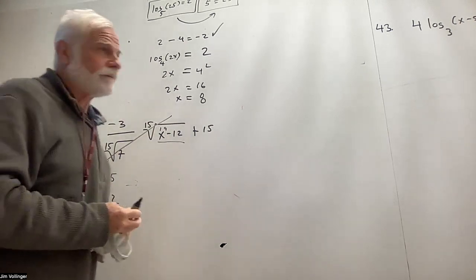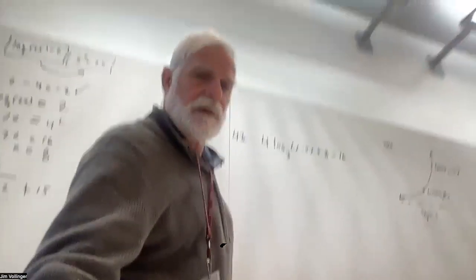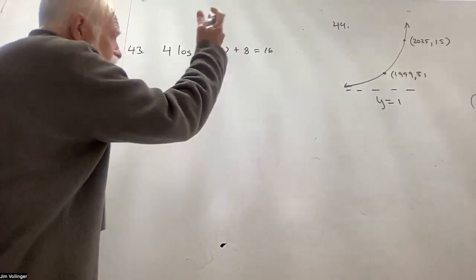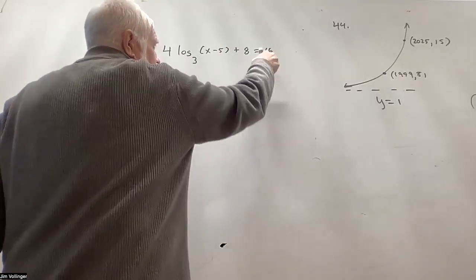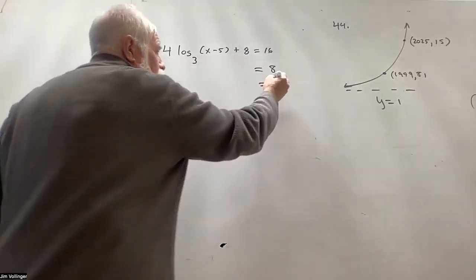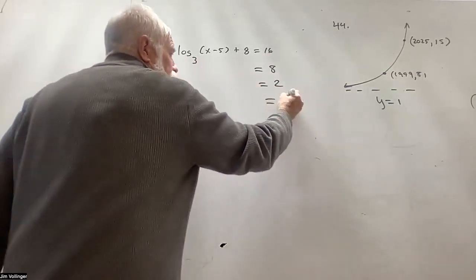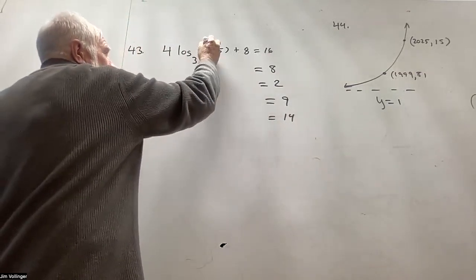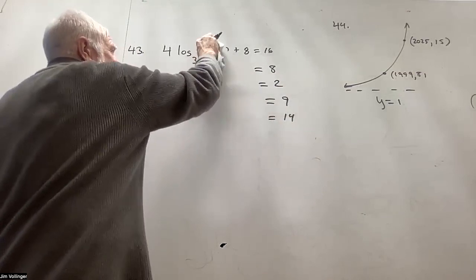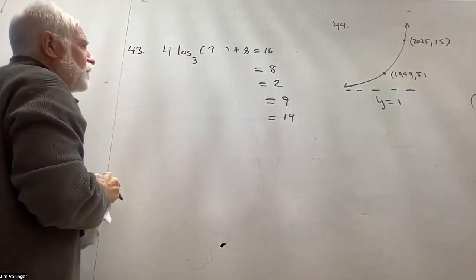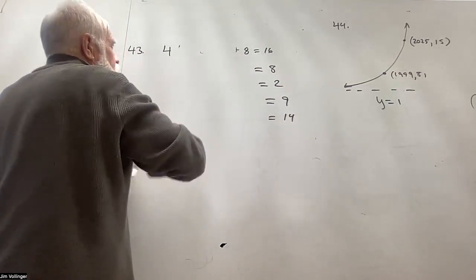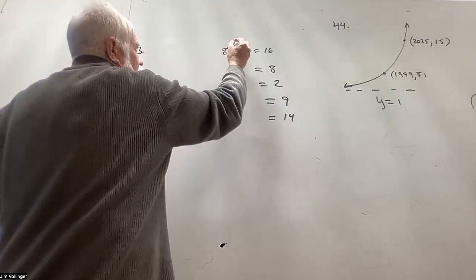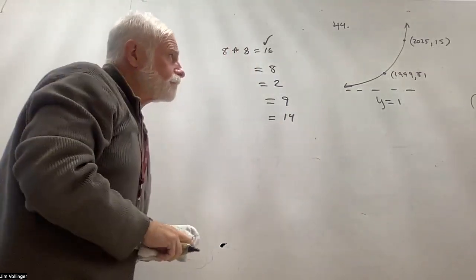All right. 43 seems like deja vu redundancy. But let's see if we can just knock it out of the park with some inverse operations. So that's 8 divided by 4 is 2. 3 to the 2 is 9. Adding 5 is 14. Let's check our answer. 14 minus 5, 9. What's the exponent you put on top of 3 to get a 9? A 2. 4 times 2 is 8. 8 plus 8, 16. Move on.